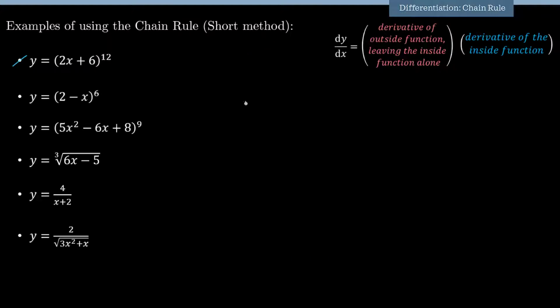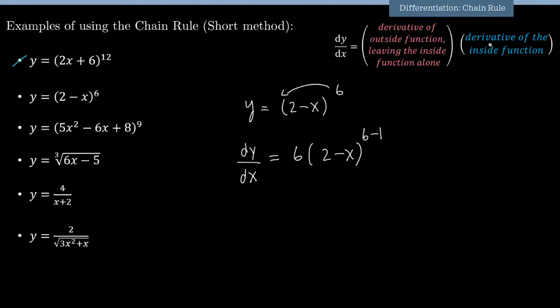In the next example, I have y is equal to (2 minus x) whole raised to the power of 6. In order to differentiate this, 6 would come down, so dy upon dx would be equal to 6 times, and the inside function is left alone. So (2 minus x), I'm going to write as it is, the power gets reduced by 1, and times the derivative of the inside function. The inside function is this 2 minus x, and the derivative of this is minus 1. So dy upon dx is equal to negative 6 times (2 minus x) whole raised to the power of 5. This is the answer to the second question.